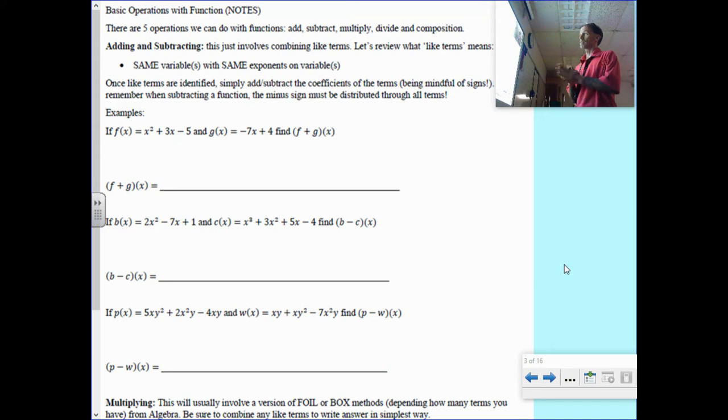So starting the next topic here, which is on function operations. Now, there's really 5 operations we're going to be talking about, but today we're going to be talking about just kind of the basic 4: add, subtract, multiply, and divide. Complete a review, so I'm going to zip through these pretty quickly on the video.